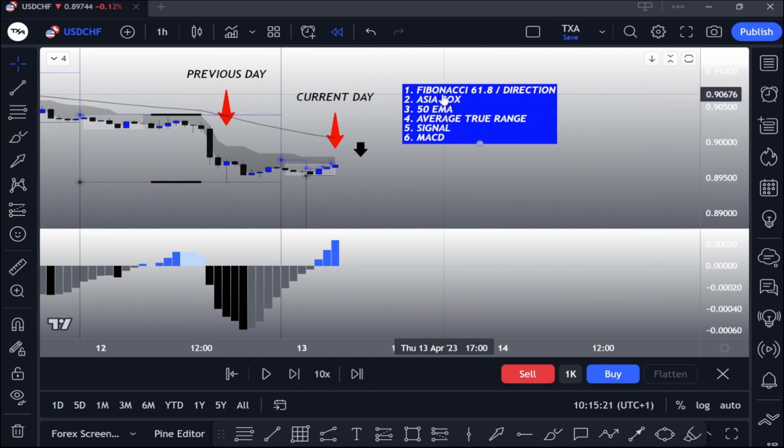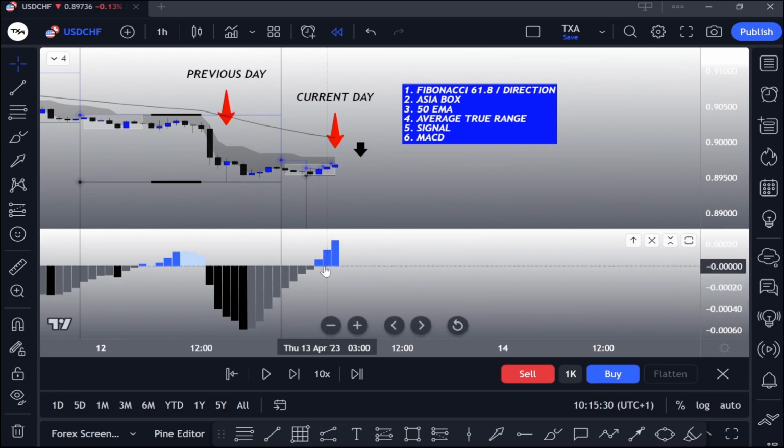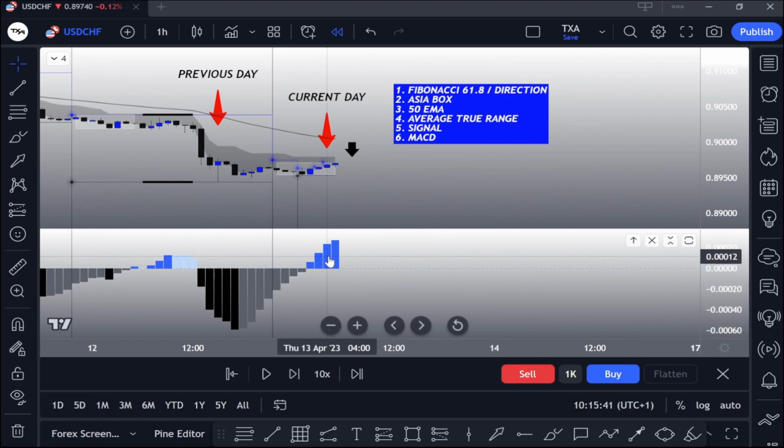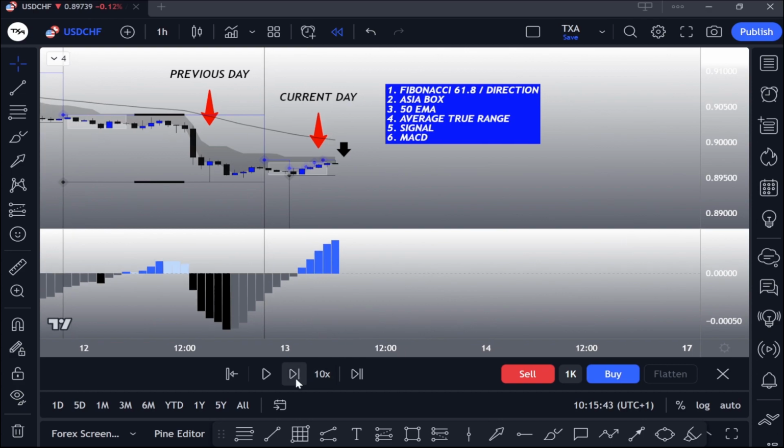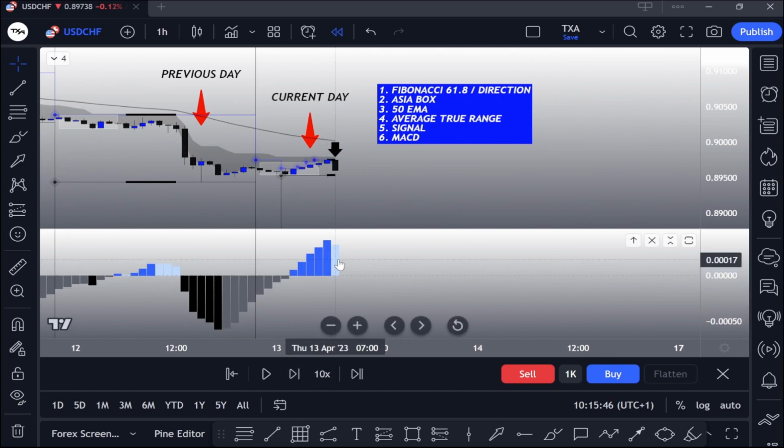For that, we had our Fibonacci, 50 EMA, average true range. Everything is pointing downwards. What MACD does is it gives us an extra helping hand to understand when the momentum actually shifts. So as you can see, it's still going up. Still going up. Boom. So all these candles are dark blue. This candle is light blue, which shows that the momentum to the upside has stopped.